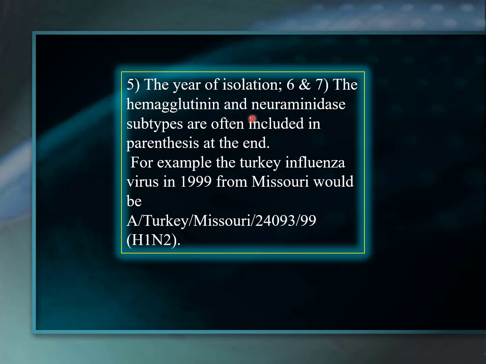The hemagglutinin and neuraminidase subtypes are often included in parentheses at the end. For example, a turkey influenza virus from Missouri in 1999 would be: influenza type A, turkey, this is the species; Missouri, this is the location; this is the reference number, and this is the year of isolation; and H1 and N2, these are the hemagglutinin and neuraminidase proteins.